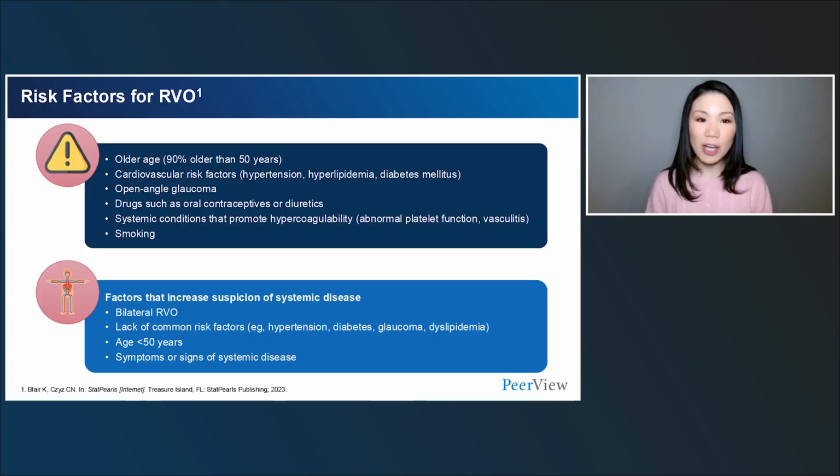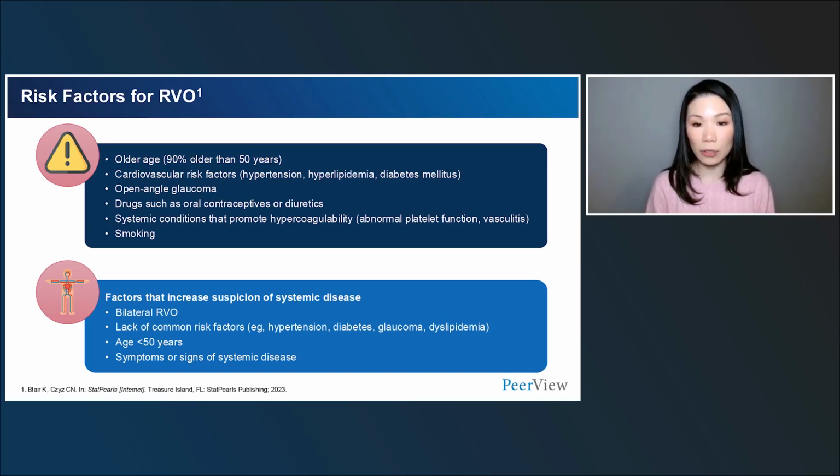What are the risk factors? We talked about some of these, like older age, cardiovascular risk factors, having glaucoma, but I want to focus on the last three in that top box as we haven't talked about them as much yet. Drugs such as oral contraceptives or diuretics, things that can make your blood effectively thicker, right? More hypercoagulable, can lead to a central retinal vein occlusion, as can conditions that promote hypercoagulability like abnormal platelet function, vasculitis, and certainly smoking, really one of the only modifiable risk factors here on this list.